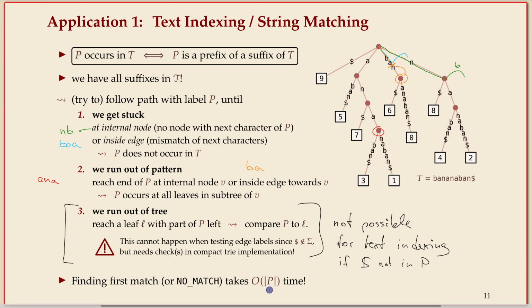If we want to find all occurrences, we have to walk through the entire subtree and output all leaves that we reach. And that can take more time if there are more occurrences than the pattern is long. That's possible.